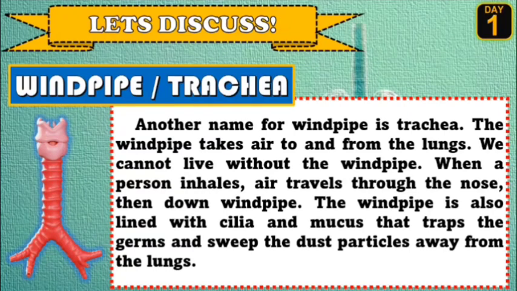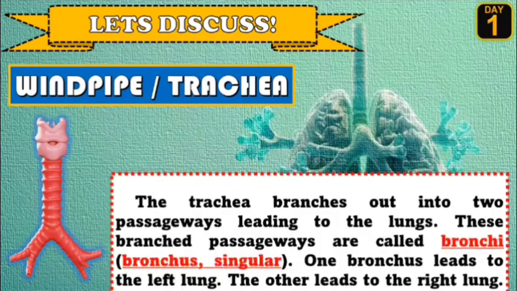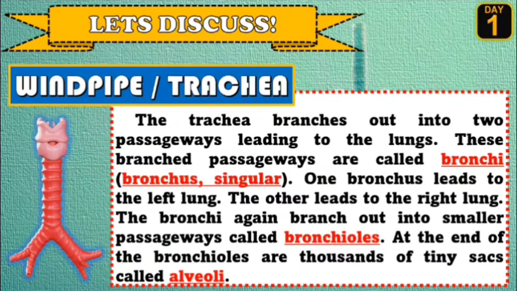The windpipe is also lined with cilia and mucus that traps the germs and sweeps the dust particles away from the lungs. The trachea branches out into 2 passageways leading to the lungs. These branch passageways are called bronchi, or bronchus when it's singular. One bronchus leads to the left lung, the other leads to the right lung.